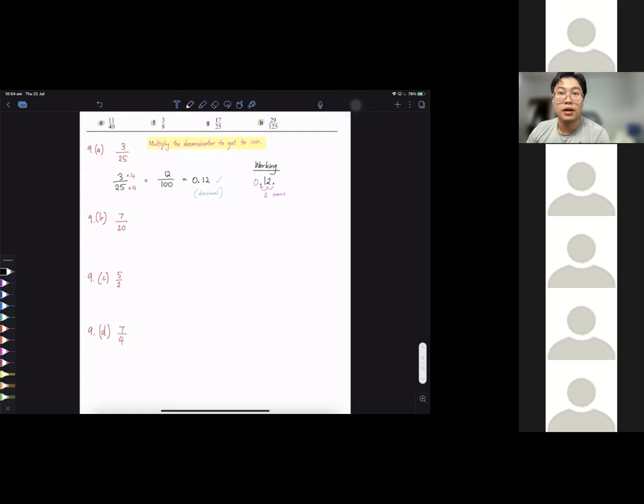Mister, do you always times it by 4? Well, have a look at part B. What's the denominator in part B? 20. 20, right. So how do we get that to 100? What do we have to times it by? Have a think. 5. Yeah, 20 times 5.